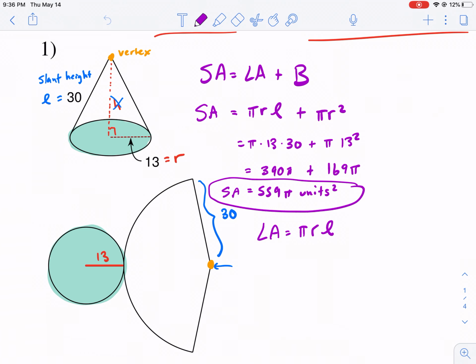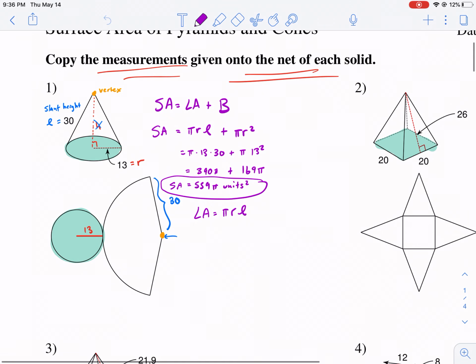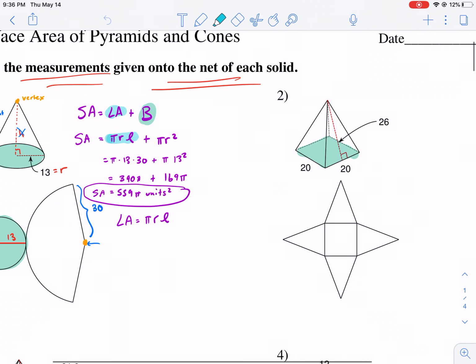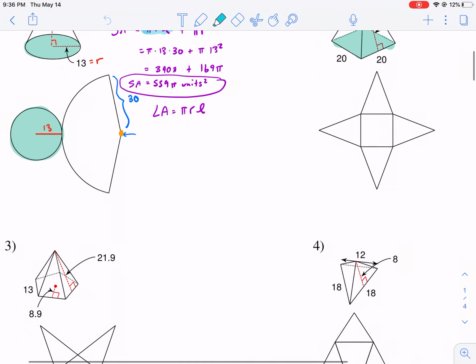It's very important that you label the units, okay? So that's how you do surface area. It's very simple. It's kind of like the pyramids, except the lateral area formula is a little bit different, and that's something you're just going to have to memorize for now. Okay, moving on. Number 2 is fairly straightforward.